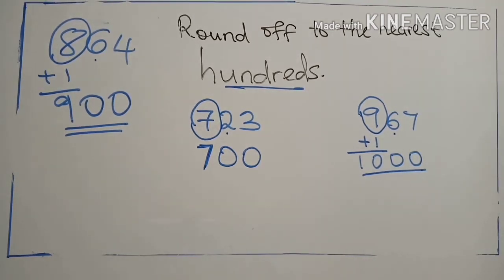And that is how we round off numbers to the nearest given number. So we can also round off numbers to thousands and 10,000s depending on what the question is asking.